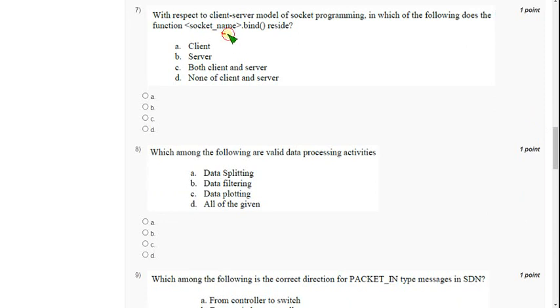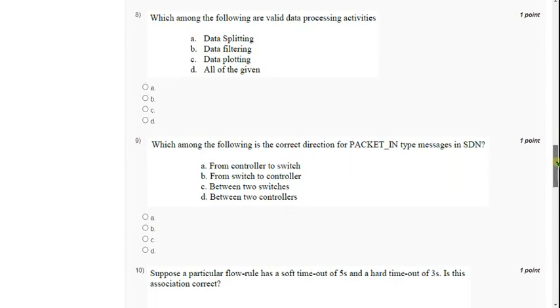Seventh one, they have given dot bind function reside. Where does dot bind function reside? So for the seventh question, the probable answer is option B, server. So mark option B. Which among the following are valid data processing activities? So for the eighth question, the answer is option D, all of the given.